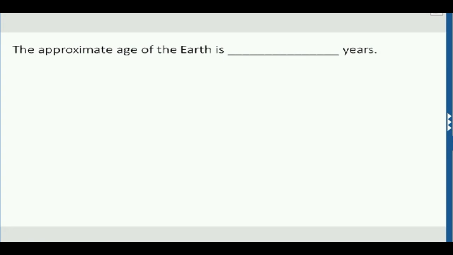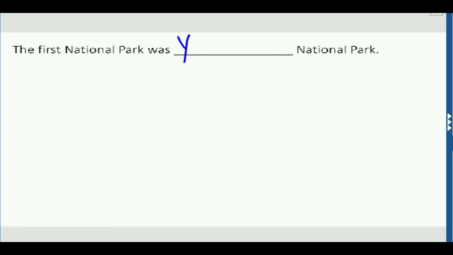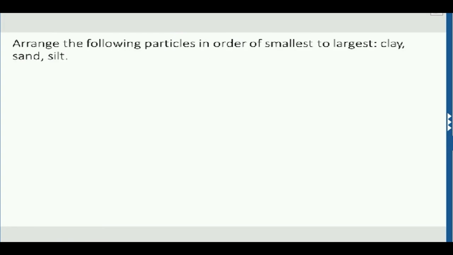The approximate age of the Earth is 4.5 billion years. The first national park was Yellowstone. This is an example of one of those that sometimes shows up on there. It's one of those easy FRQs because it doesn't really take a lot of brain power for that one. Smallest to largest, you'll have clay is the smallest, then silt, and sand.